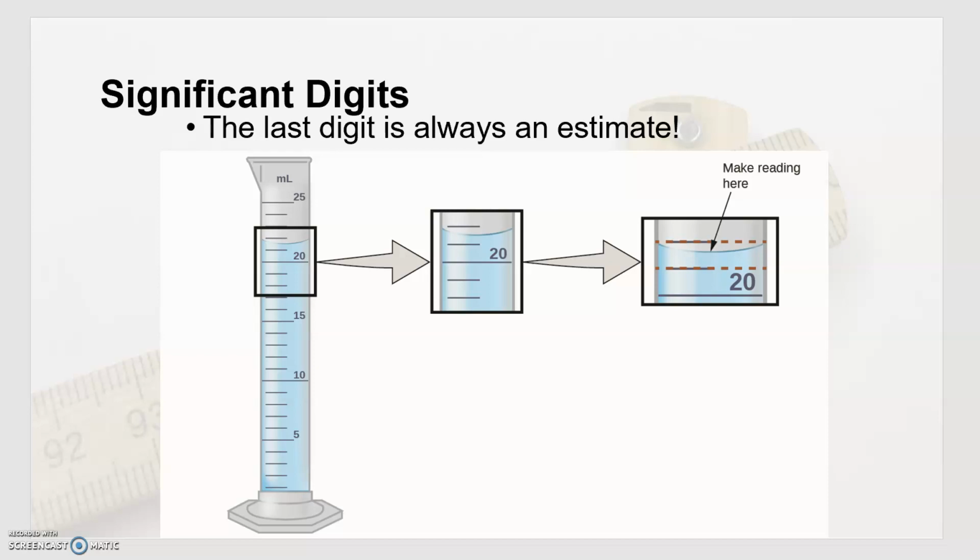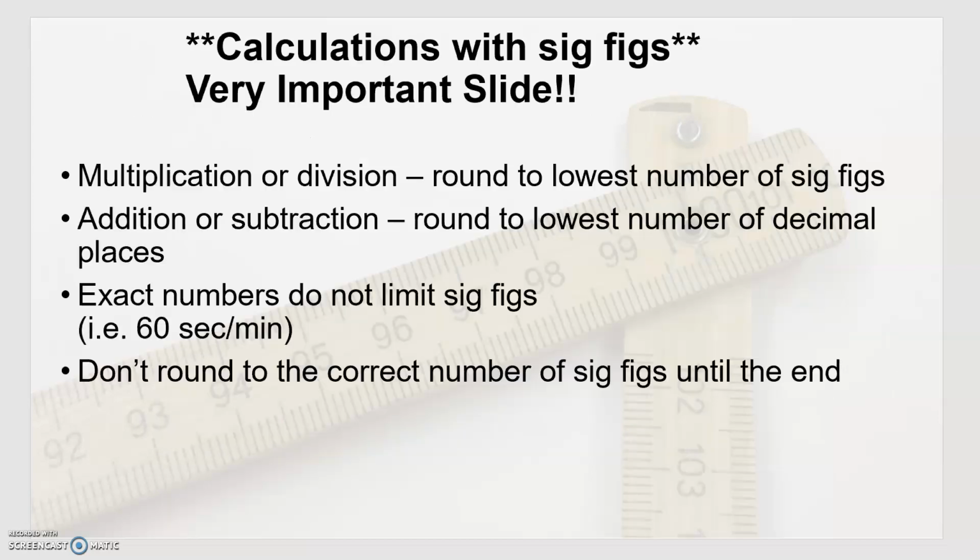So if I take a little better close-up image here, I can see that I definitely have more than 21 and less than 22. So I can say with certainty that I have 21, but then I have to estimate that last digit. And I'm going to call it 0.7, 21.7. And that number has 3 sig figs. Nice. So if there were more graduations, you could get more significant digits, more exact.